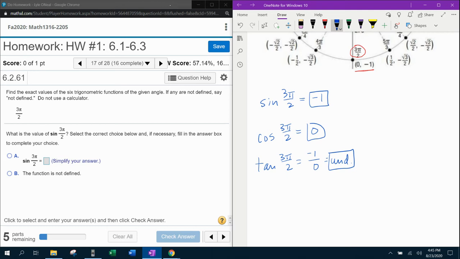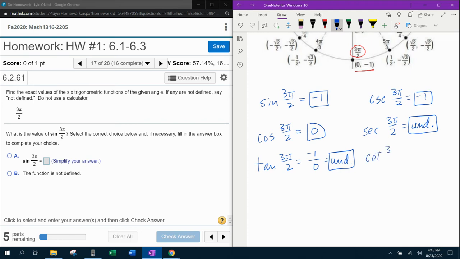Now, for the other 3 trig ratios, cosecant of 3 pi over 2 is the reciprocal of -1. But if you take -1 and flip it over, you also get -1, okay? Secant of 3 pi over 2, the reciprocal of 0 would be 1 over 0, which would give us division by 0. And so we would expect that value to be undefined.